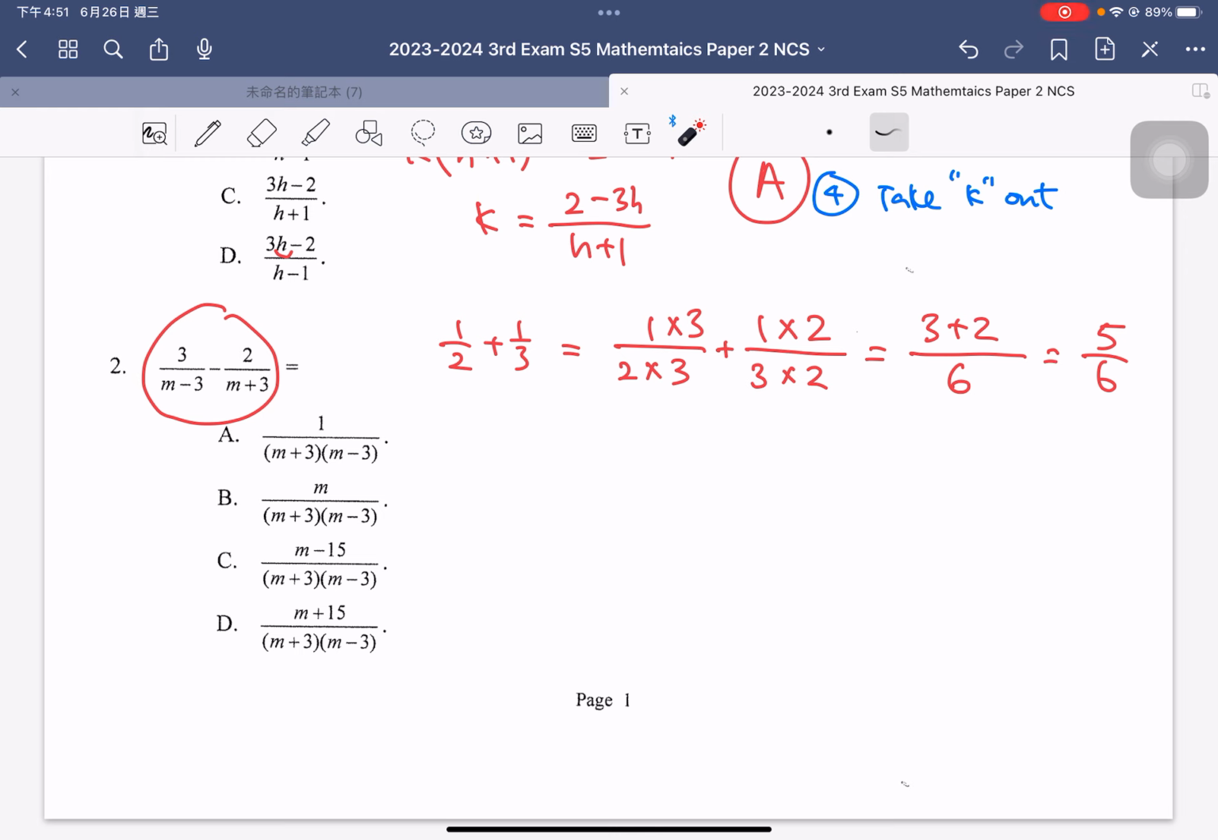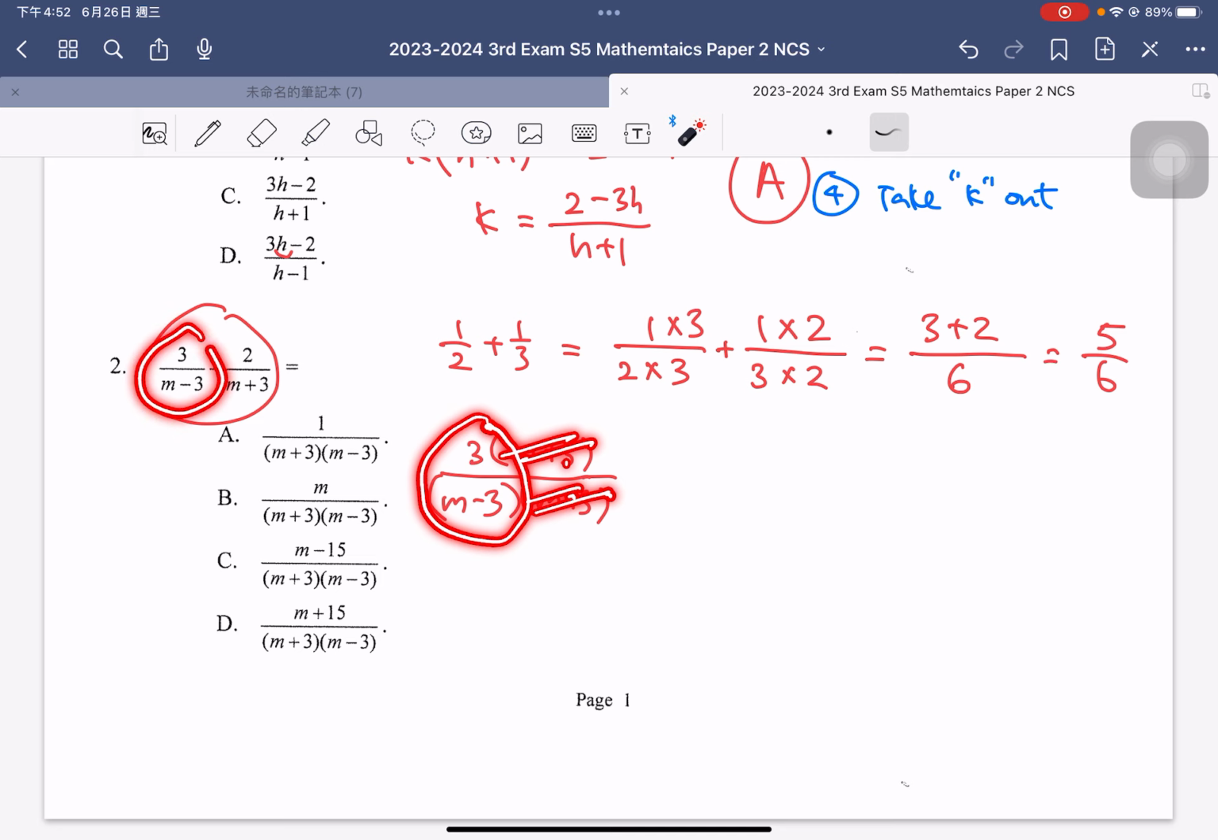So for the left part, we have this m minus 3. But for the right part it is m plus 3, which means we have to make the denominators the same first, so we have m minus 3 times m plus 3. And now you times m plus 3, which means you have to times m plus 3 on the numerator as well. If you look at it this way, this m plus 3 and this m plus 3 can actually be cancelled out because they're the same. And then this 3 over m minus 3 is the same as the left part.